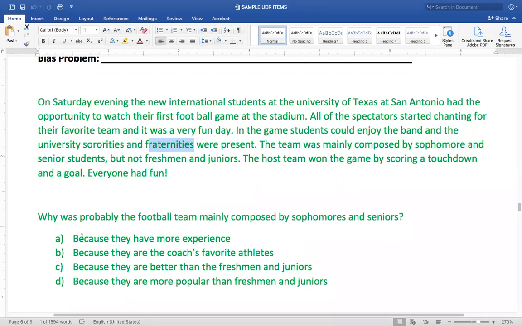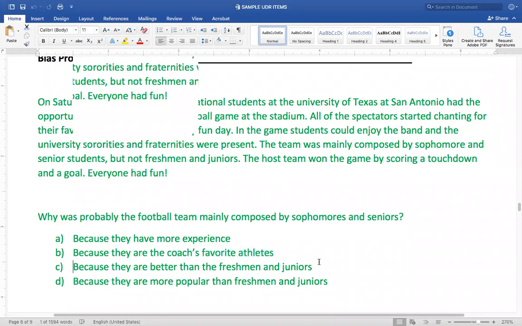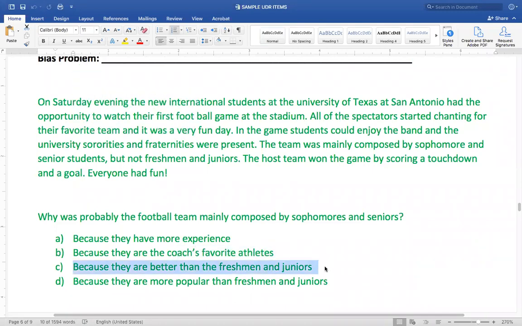Look at the test question. Why was probably the football team mainly composed by sophomore and seniors? Because they have more experience, could be. Because they are the coach's favorite athletes. Because they are better than the freshmen and juniors. So for instance, this option is very biased, right? It has this stereotype in saying that because freshmen and juniors are new, they have 1 or 2 years of experience in high school, they may not be very successful at playing football. So this is a strong stereotype, right?